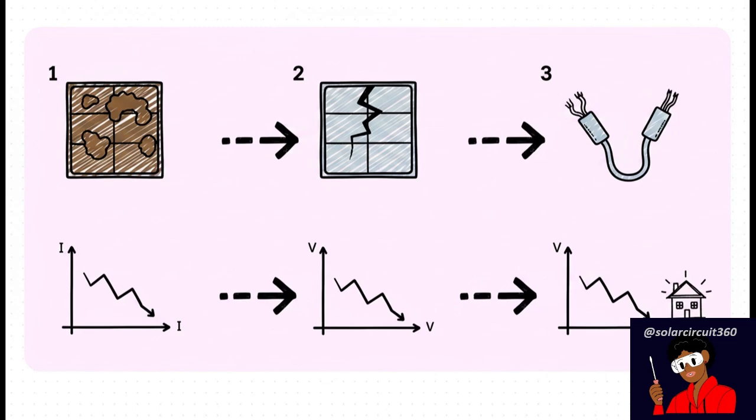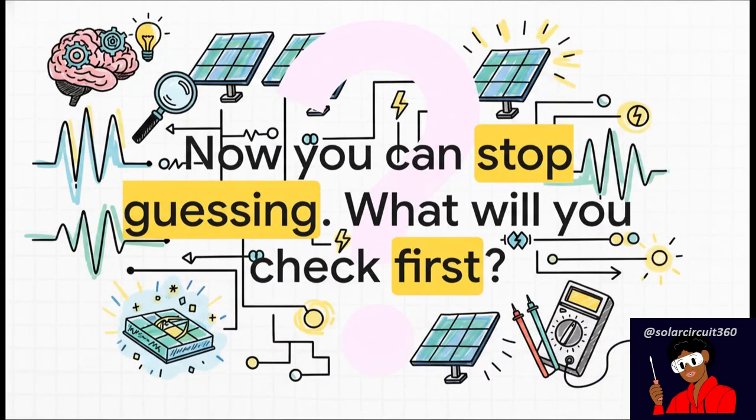So you see, in the end, it all comes back to just reading the signatures. If the current drops, your first suspect is dirt. If the voltage drops, you're probably looking at panel damage. And if that voltage only drops when the system is working hard, you've almost certainly got a wiring issue on your hands. By understanding these patterns, you can finally stop all the guesswork and start diagnosing your solar problems with confidence and with precision. So, armed with this new knowledge, what's the first thing you're going to check on your system?